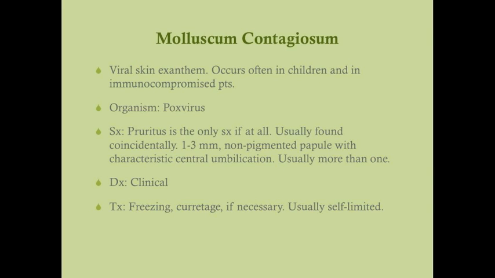A lot of times this will just be found coincidentally by the patient or by the mother or by the physician. These are approximately 1 to 3 millimeters in diameter. They're non-pigmented, and they have a characteristic central umbilication, which when you see that central umbilication, it's a dead giveaway that it's Molluscum Contagiosum. And usually there's going to be more than one.